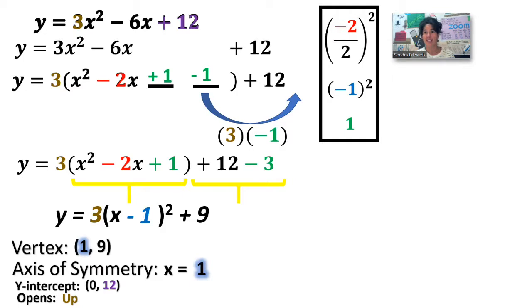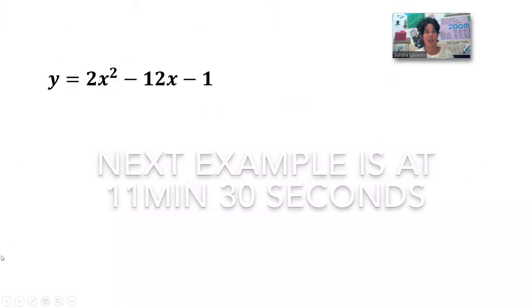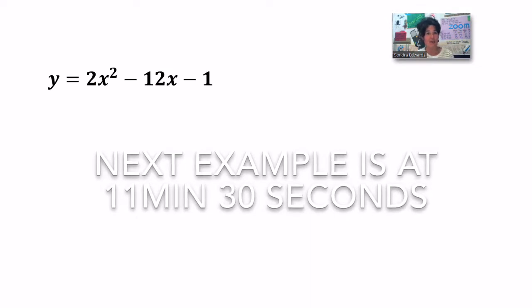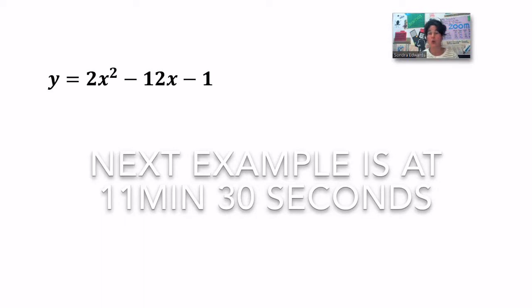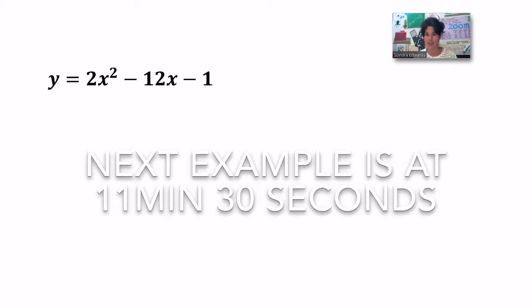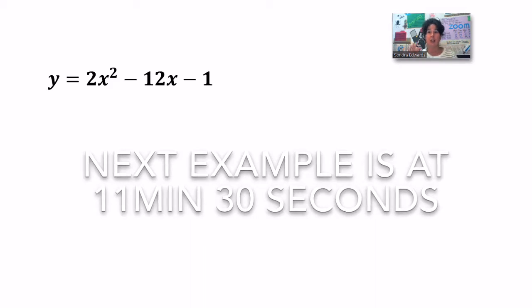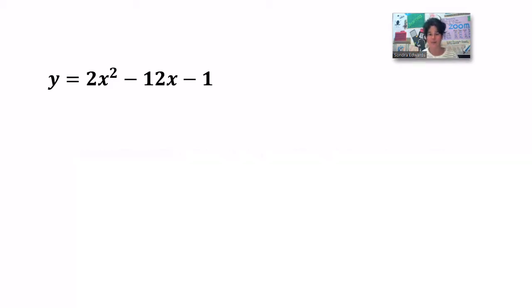Putting all of that together, we would graph this parabola. Okay, let's look at another one. Now, in this example, it is very similar to the example we just did. So if you feel really good about the example we just did, then you can fast forward and go to the next example. First thing you want to decide is if that leading coefficient is 1.